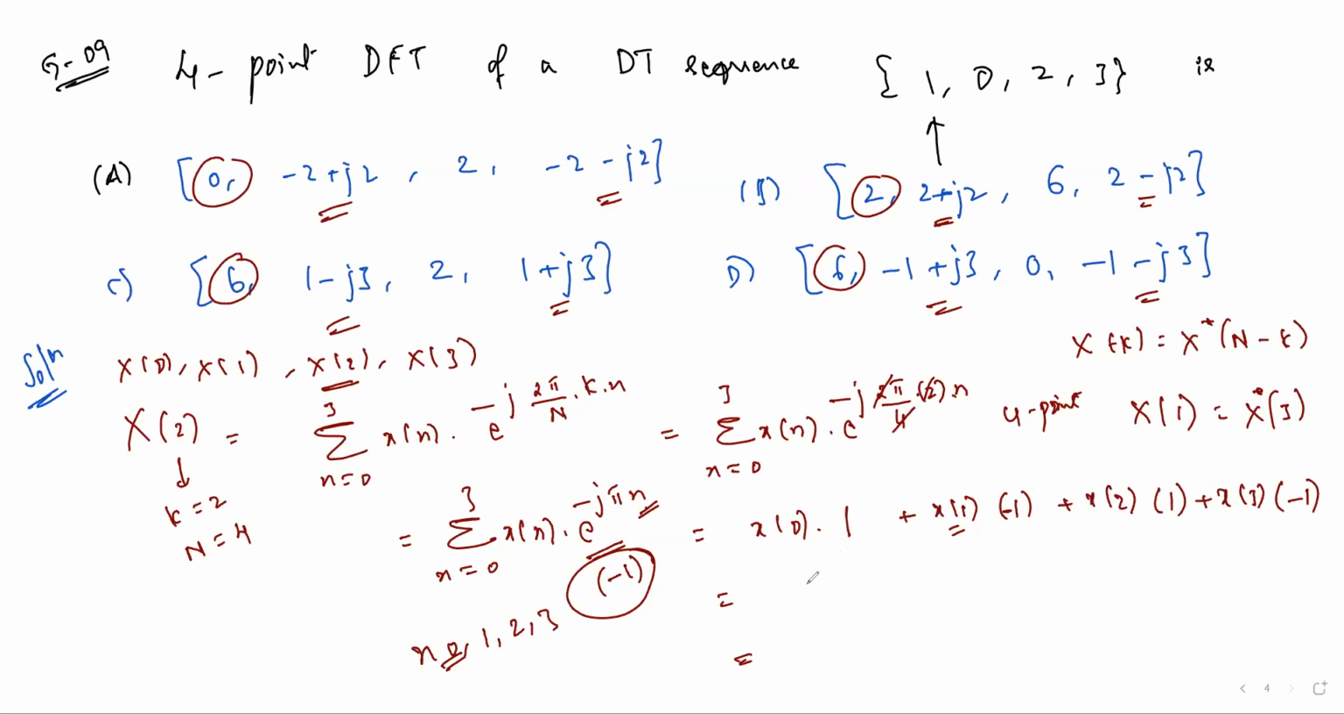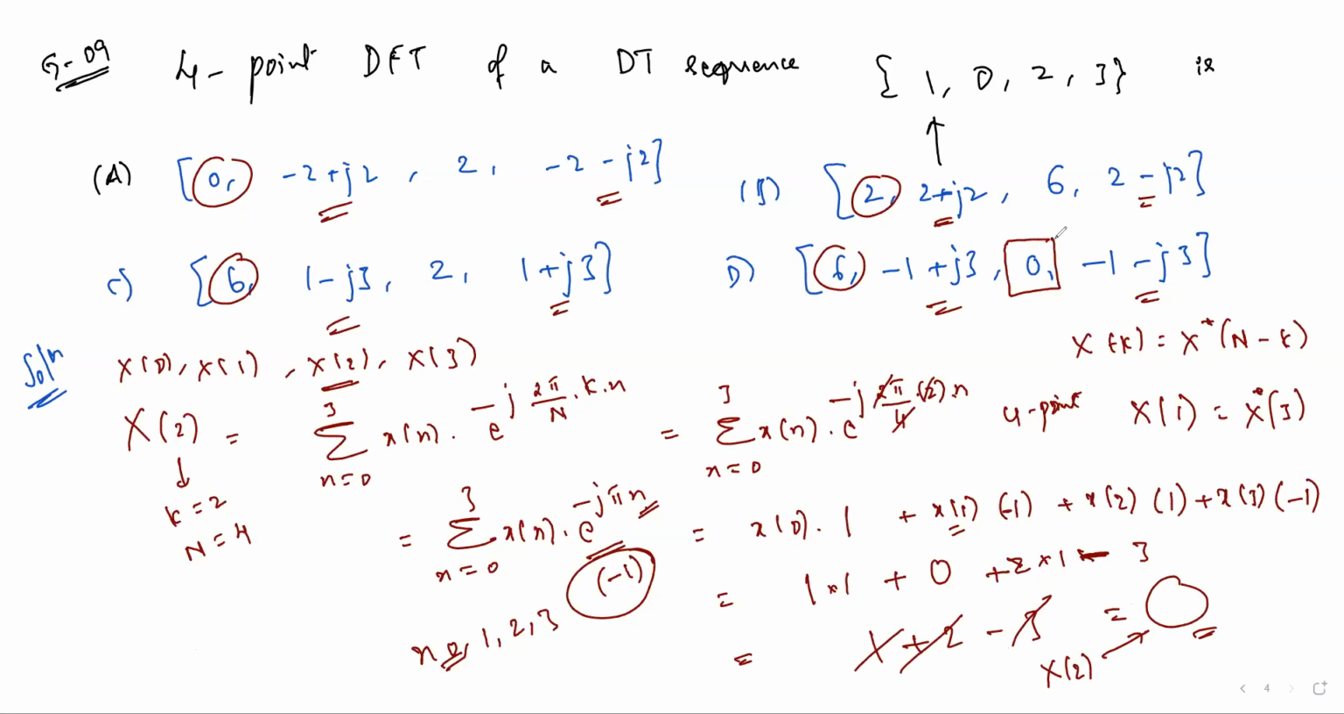In that case, this is 1 into 1, plus this is 0, this is 2 into 1, and this is 3 into minus 1, which is minus 3. So we got 1 plus 2 minus 3, that is 3 minus 3, 0. We got 0 for the third element: X of 2 is equal to 0. How many of the 4 options have X of 2 equal to 0? Only one. Then directly we can answer this without calculating the other elements.